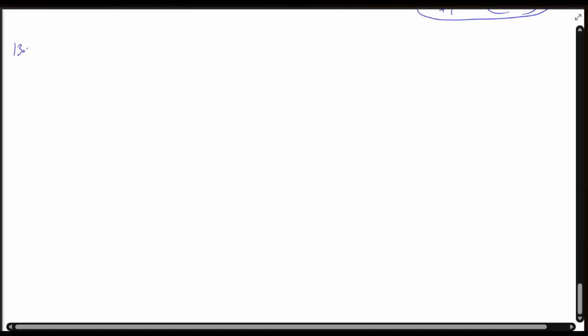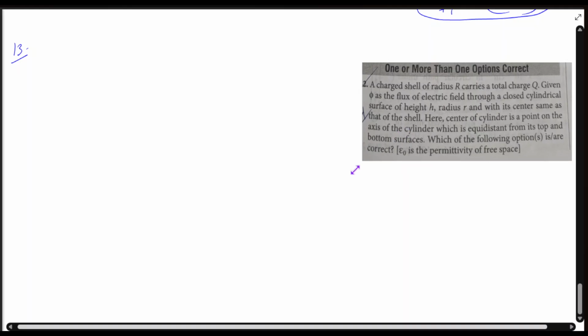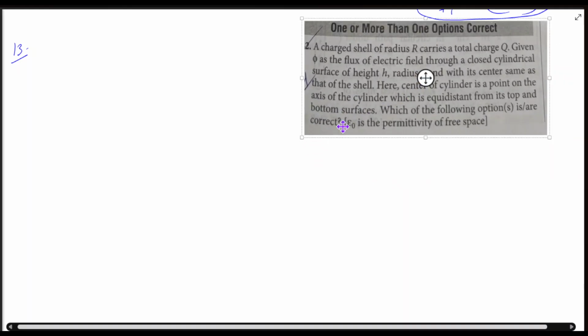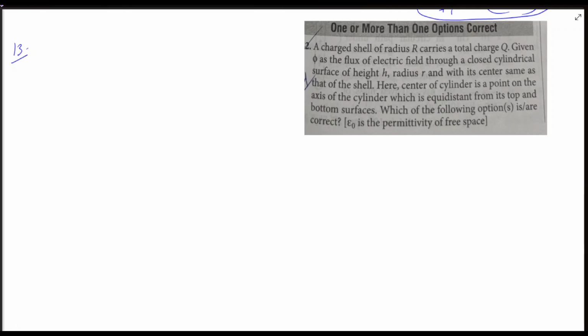Let's move on to the 13th question. Okay, this question looks interesting. One or more options are correct. The options are missing, so let me check. Okay, yes. I will give the options first, you can read and try to solve it yourself.